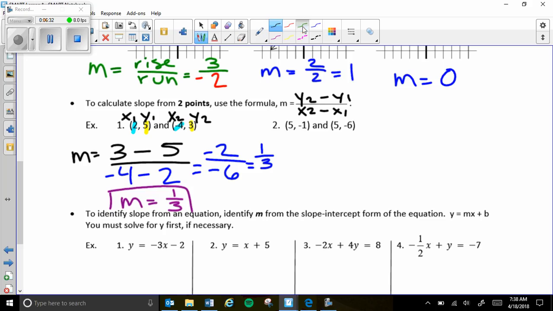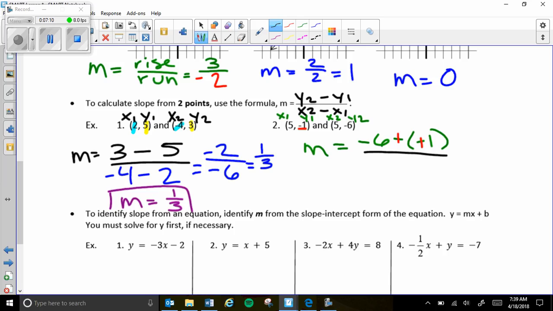Alright, so looking at example 2, again we have x1, y1, x2, y2. So I always start m equals, what's my y2 value in this case? Negative 6. Minus, now my y1 is what? Negative 1. Well, what happens? Minus a negative becomes a positive. But don't get in the habit of saying this is negative 6 minus 1 just because there's a negative right here. It's minus a negative, which turns it to a positive.